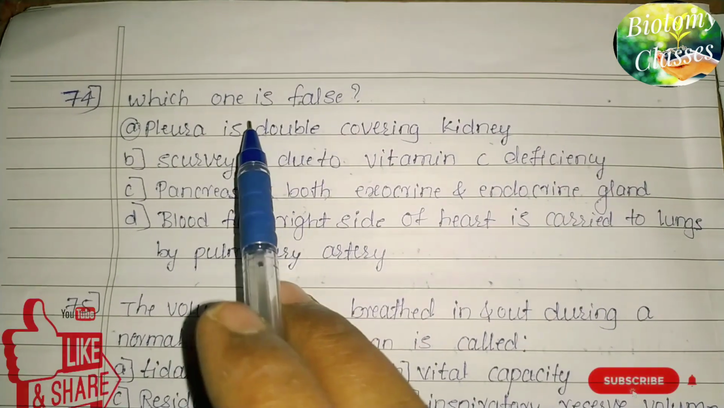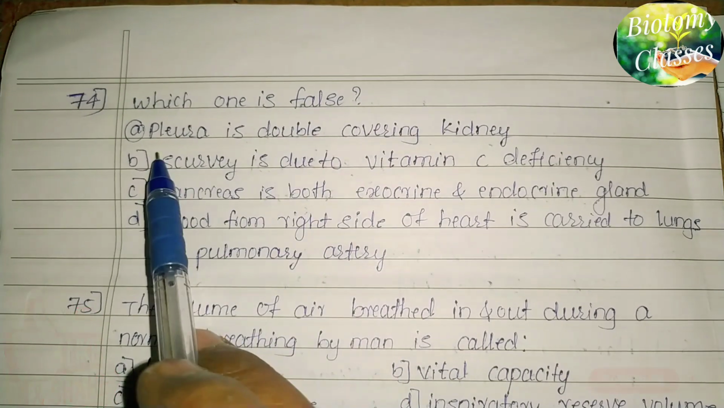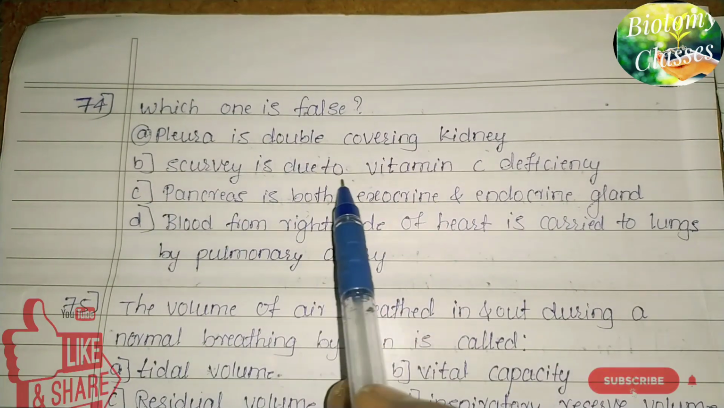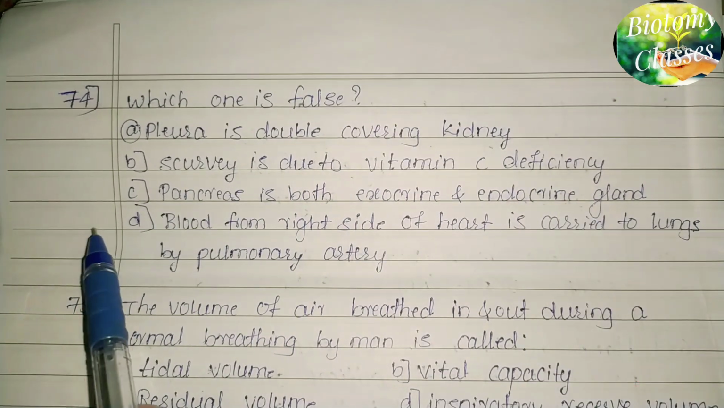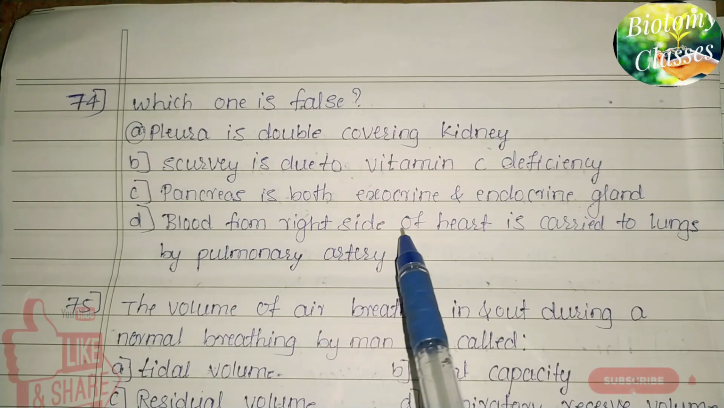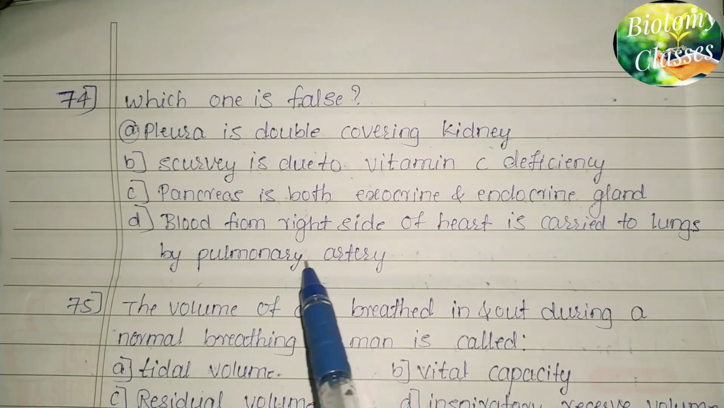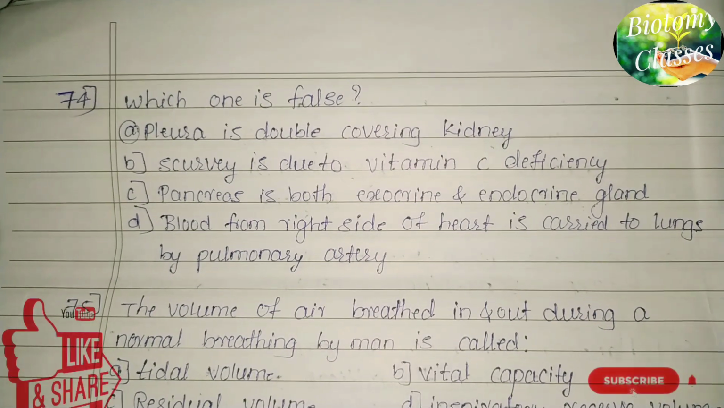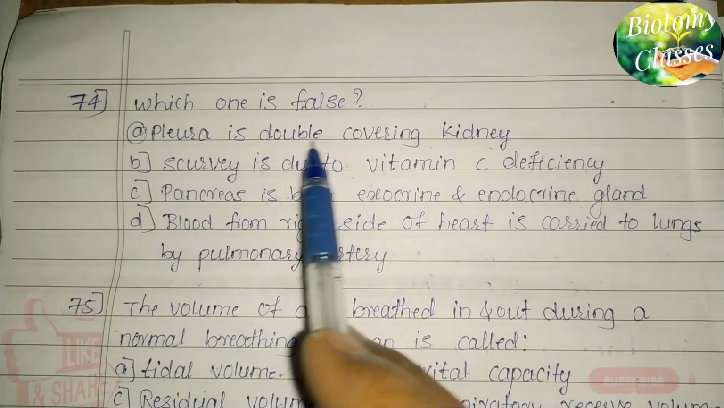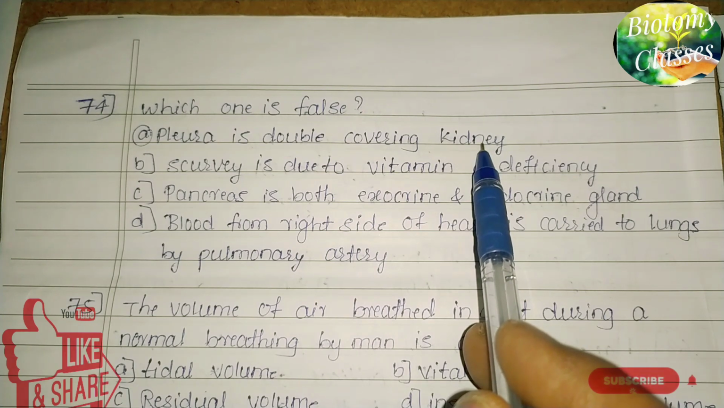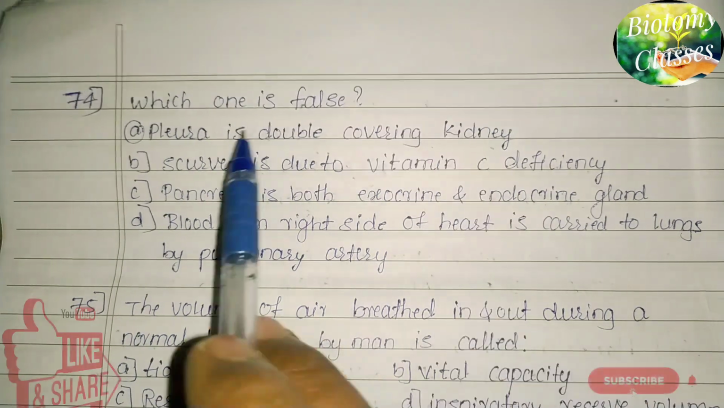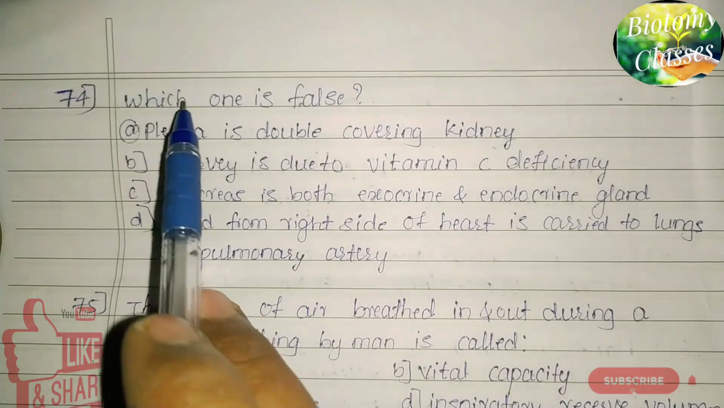So which one is false in these four sentences? Pleura is a double covering of the kidney. Scurvy is due to vitamin C deficiency. Pancreas is both an exocrine and endocrine gland. Blood from the right side of the heart is carried to the lungs by the pulmonary artery. So the answer is A, because pleura is a double covering of the kidney. It's not a right statement. Pleura is the covering of the lungs, not the kidney. So A is wrong, but A is the answer.